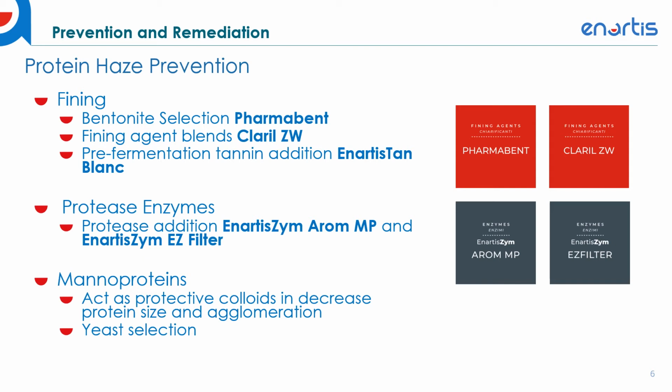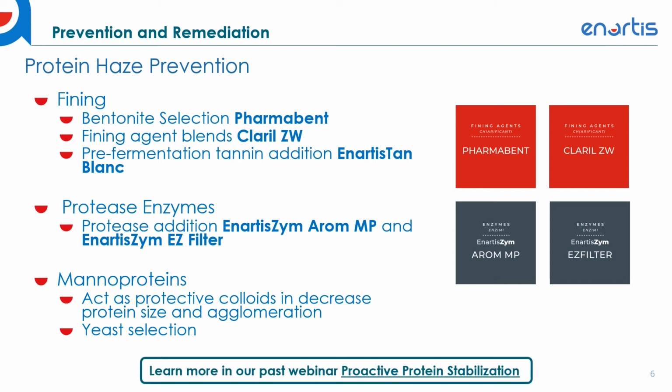And with this in mind, it's important to look at yeast selection and look for yeast that is a high producer of mannoproteins. One in our portfolio is Enartis Firm Vintage White, which produces quite a bit of polysaccharides. And we have a lot more useful tools on our website, and definitely make sure to check out our proactive protein stabilization webinar, which goes into much more detail about protein haze prevention and mitigating the use of bentonite.